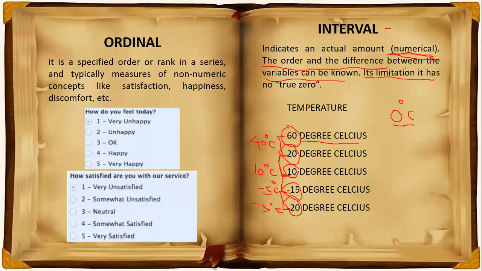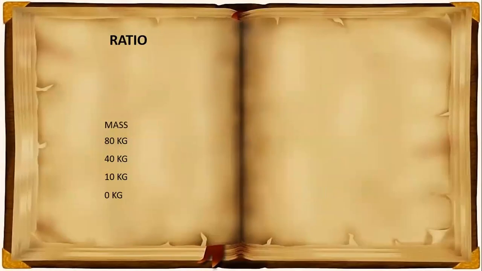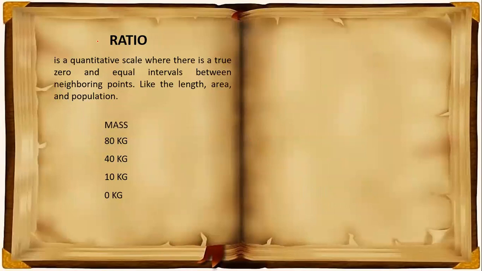Okay, thank you. Now let's proceed to our ratio. So ratio is a quantitative scale. Unsa man ang quantitative scale, sir? So meaning class, na-emphasize man si quantitative, so nag-express siya og numbers. Where there is true zero, and equal intervals between neighboring points like the length, area, and population.